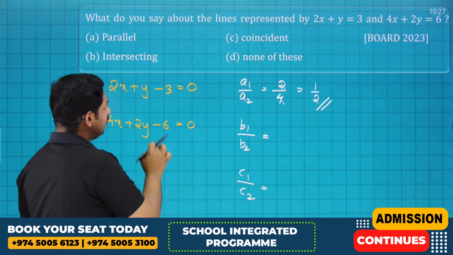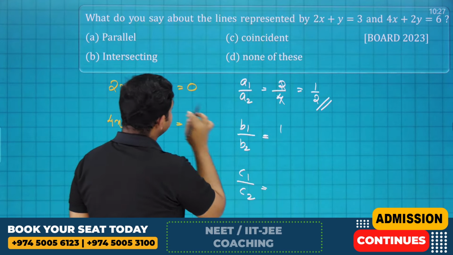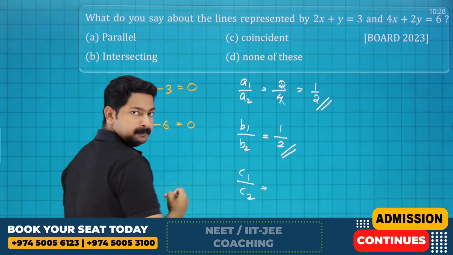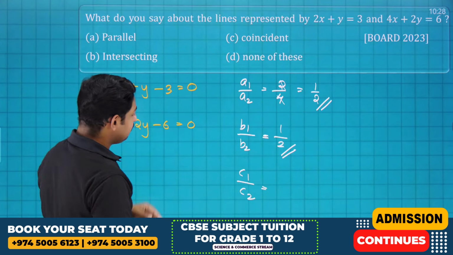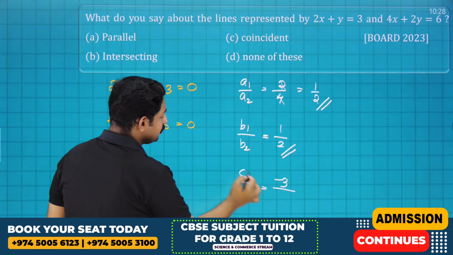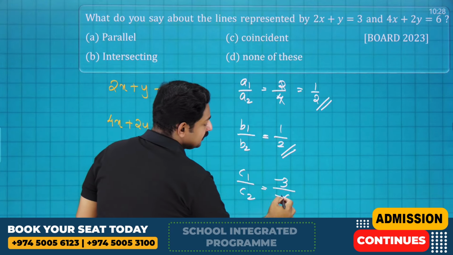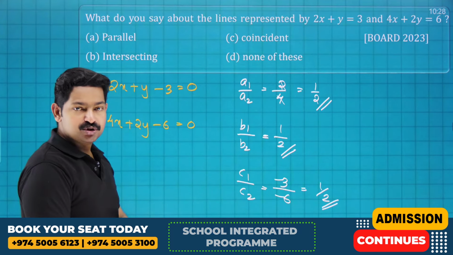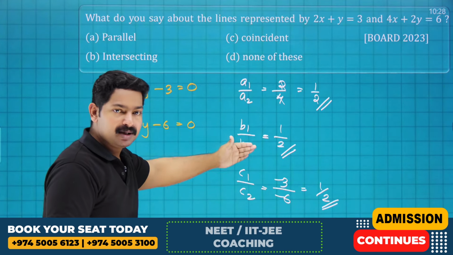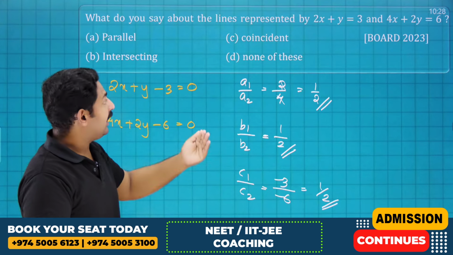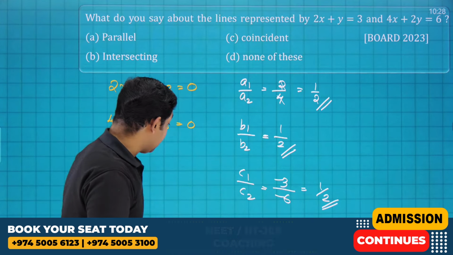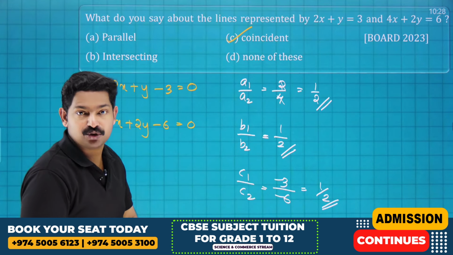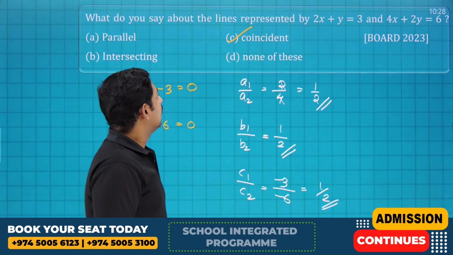And next is B1 by B2. What is B1 here? 1. The coefficient of y is 1. And what is B2? 2. So it is 1 by 2 itself. So the ratios are equal. So now we can see the C1 by C2. C1 is minus 3 by minus 6. So minus minus cancelled, and 3 by 6 you will be getting 1 by 2. So you can see all the ratios are equal. So A1 by A2 equal to B1 by B2 equal to C1 by C2. So the lines represent coincident lines. The lines are coincident, or they have infinitely many solutions. Right? So that's the correct answer.